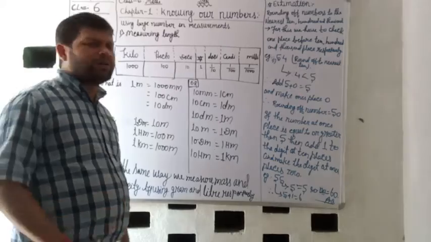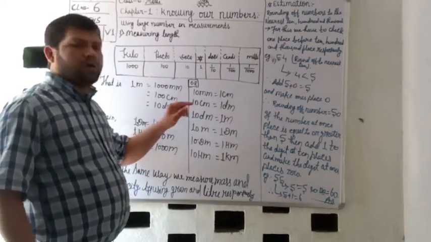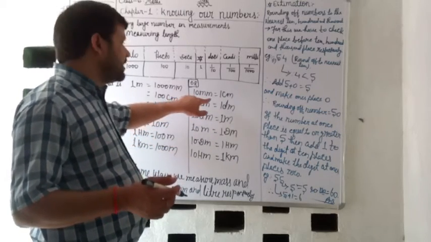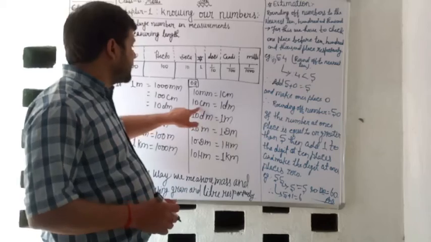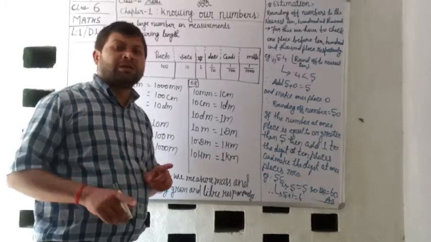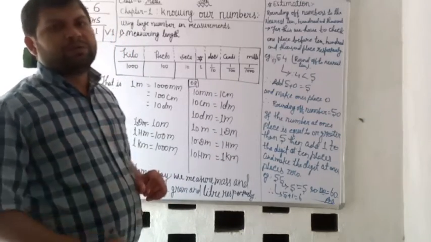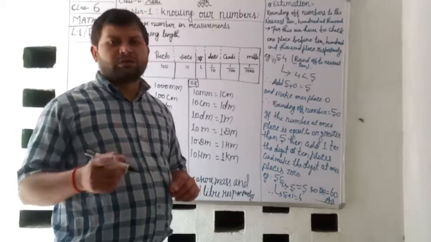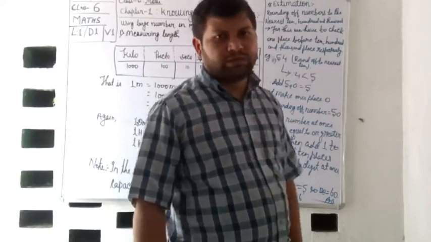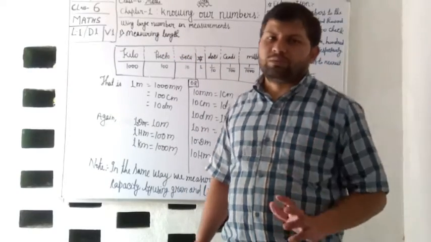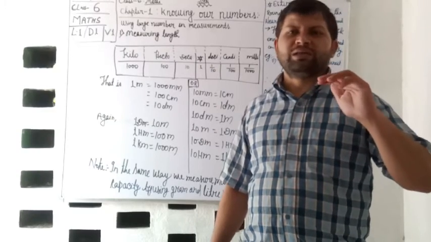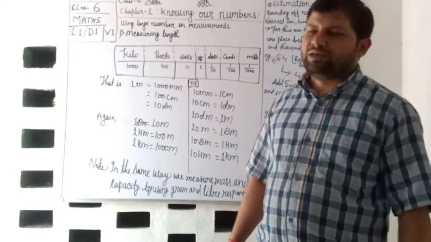Or you can remember these things in the reverse way. It means 10 millimeter is equal to 1 centimeter, 10 centimeter is equal to 1 decimeter, 10 decimeter is equal to 1 meter, 10 meter is equal to 1 decameter, 10 decameter is equal to 1 hectometer, and 10 hectometer is equal to 1 kilometer. So students, you have to remember these tables so that you can keep them in mind easily.